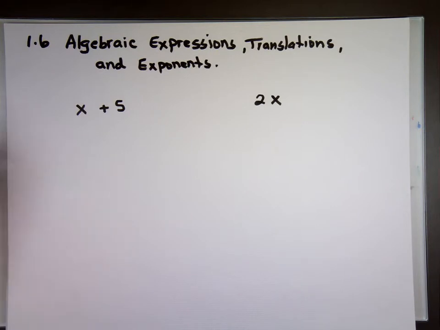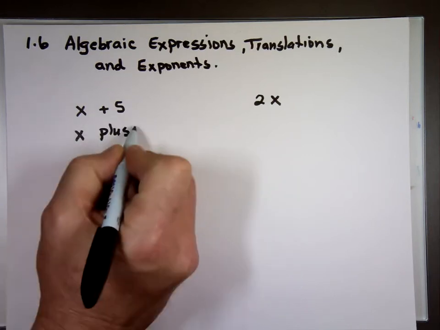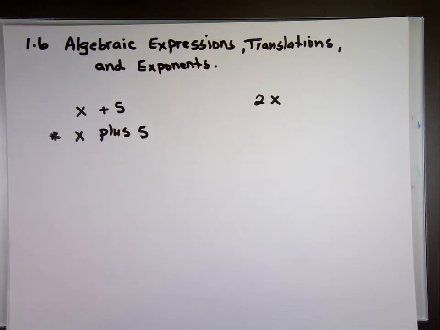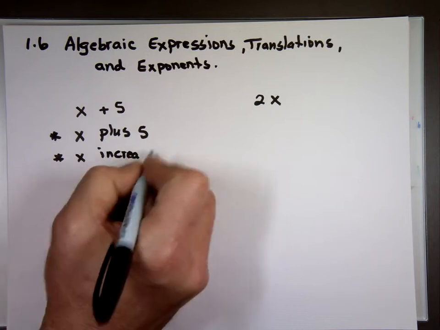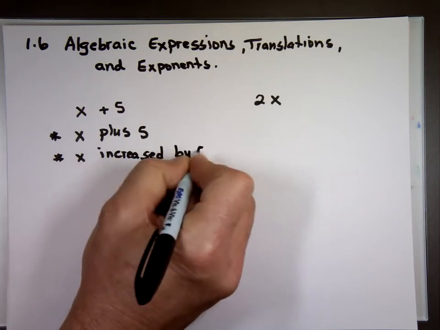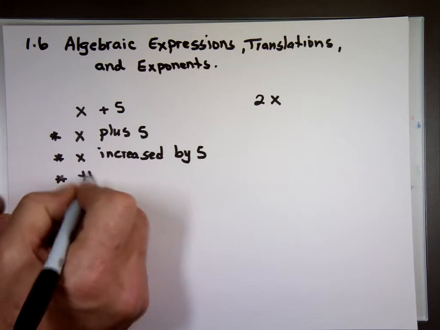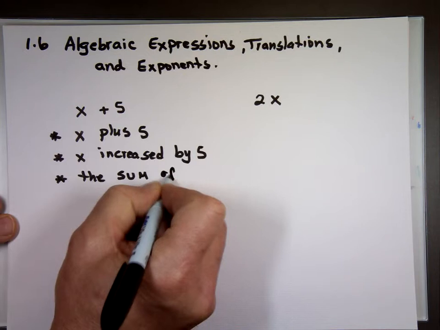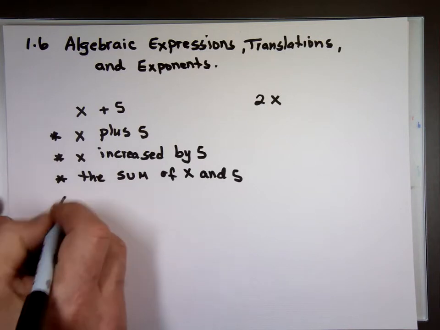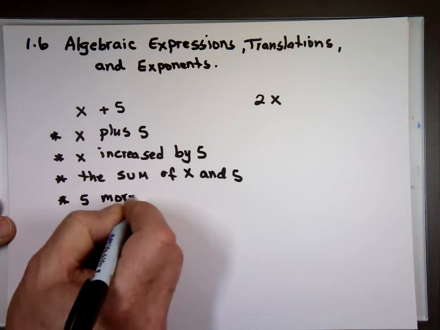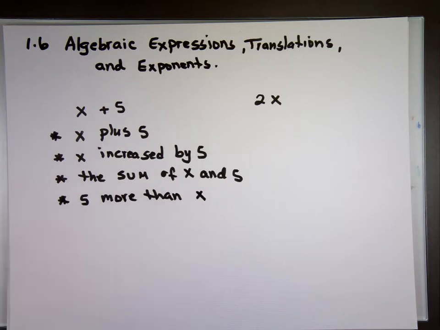Now if I want to translate that, you can write that in English. You can say x plus 5. Some people might write that x increased by 5. Other people might say the sum of x and 5. Other people might say 5 more than x. So in a few minutes we're going to start looking at word problems and changing them to algebraic expressions.